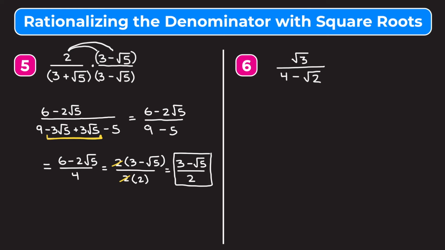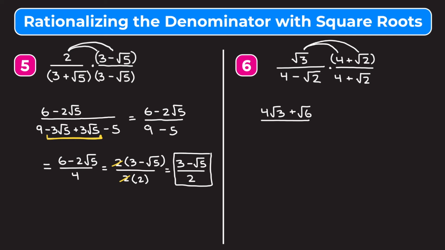And let's move on to example 6, which is the square root of 3 over 4 minus the square root of 2. So we want to multiply the top and bottom by the conjugate of the bottom. Remember, conjugate means just changing the sign between the two terms. So we're going to multiply by 4 plus root 2 on the top and bottom of our fraction. On the top, this square root of 3 has to distribute. So the square root of 3 times 4 is just 4 root 3. The square root of 3 times the square root of 2, we're going to multiply the numbers under the root to get the square root of 6.